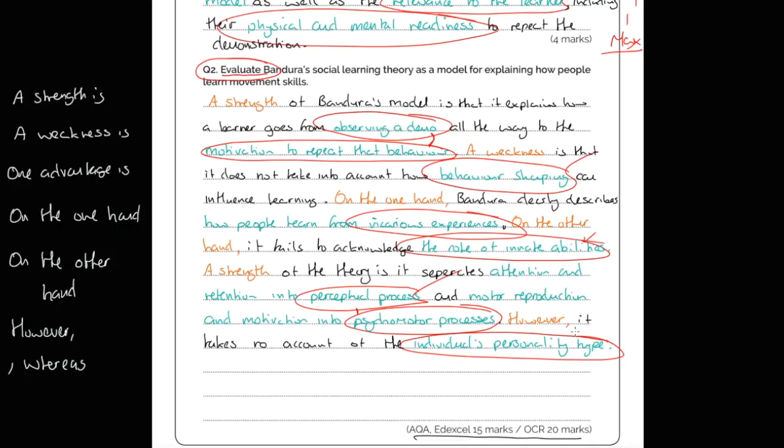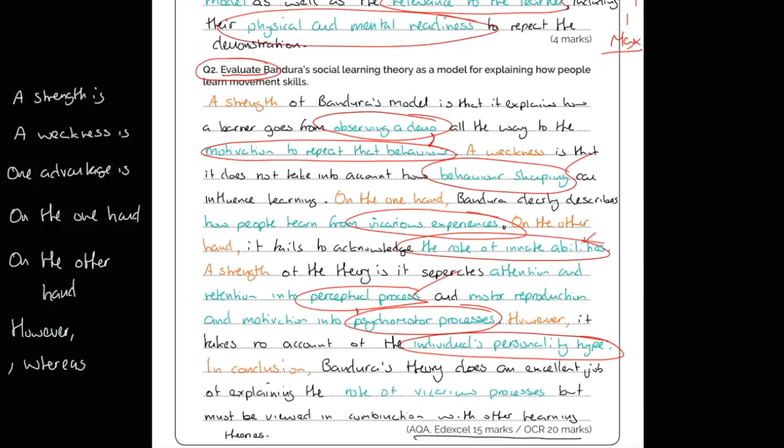Now, what we always do at the end of an evaluative question or evaluative answer is we always place a conclusion. So I've just made a little conclusion here. In conclusion, Bandura's theory does an excellent job of explaining the role of vicarious processes, but must be viewed in combination with other learning theories. Okay, so that's my conclusion. It must be viewed in combination with other learning theories.